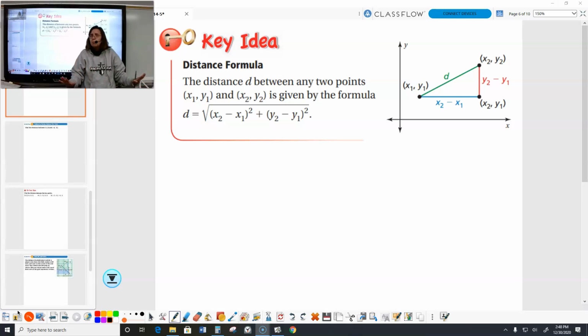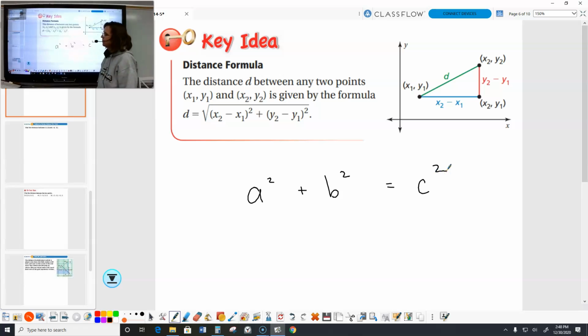Now, I'm going to explain how we get this formula. I don't want you to get caught up on, I'm not going to remember how to do that. I'm just going to show you where the formula comes from, and then I'll show you how to use the formula. All right, so let's remember that the Pythagorean theorem says that a squared plus b squared equals c squared.